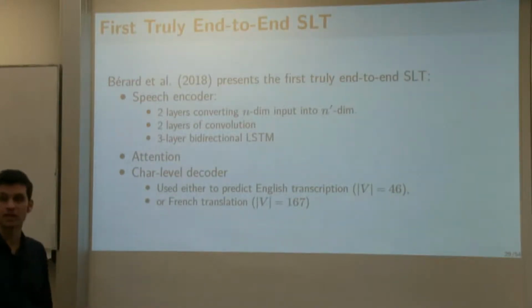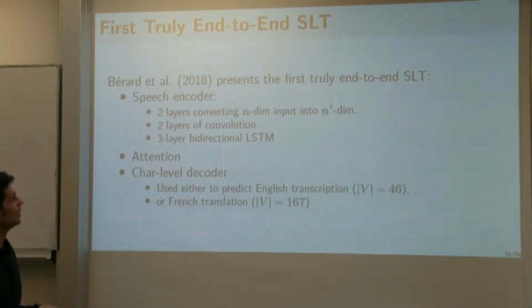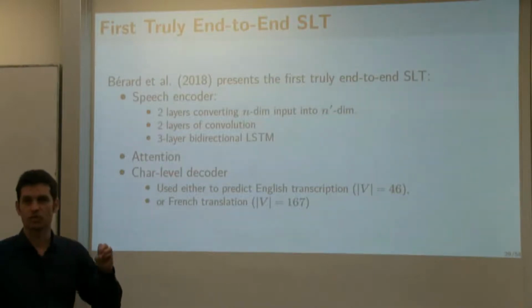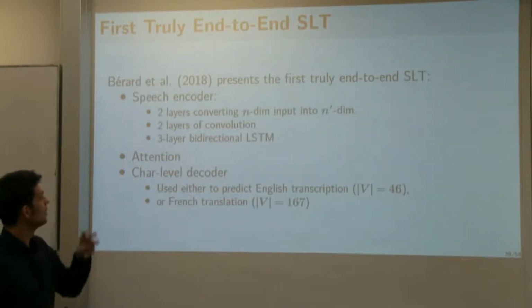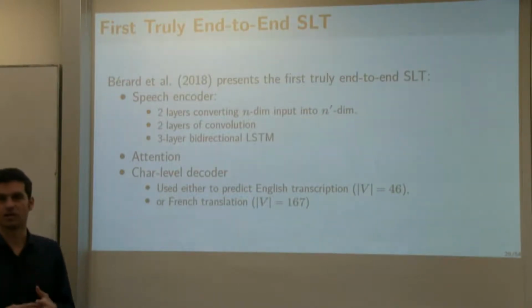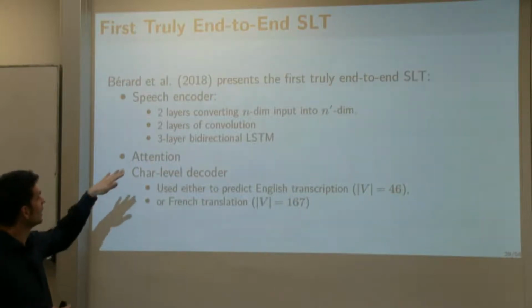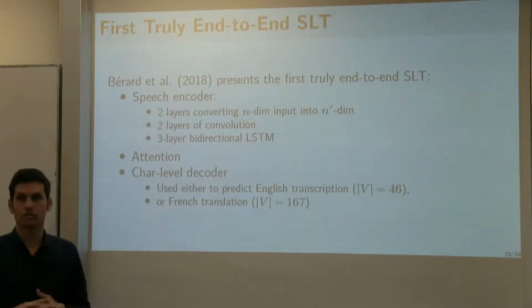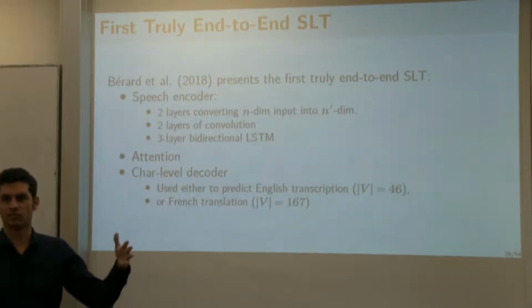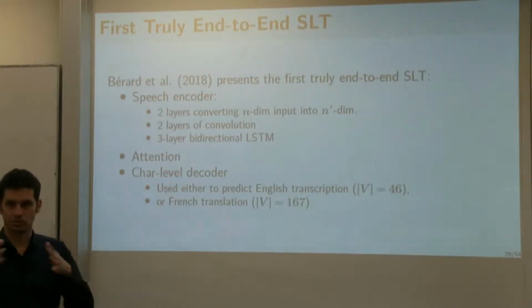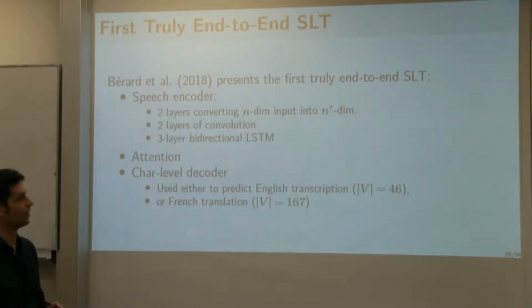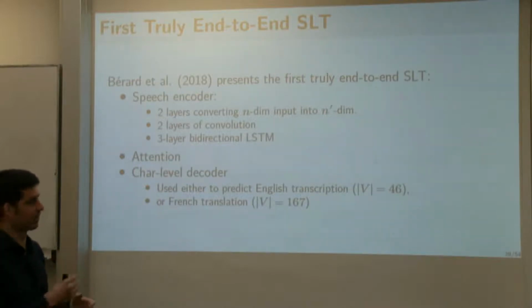The first truly end-to-end approach was in 2018 by the same team, and they have a speech encoder which uses some feed-forward layers at the beginning, and then the convolution, because we have to first reduce the input length to some smaller number of positions.